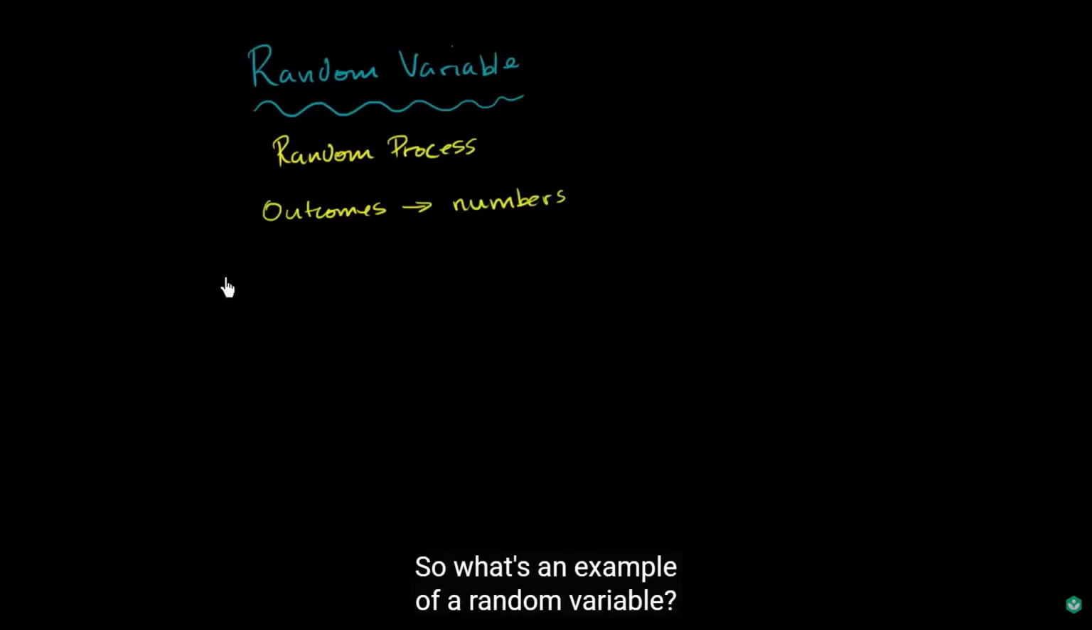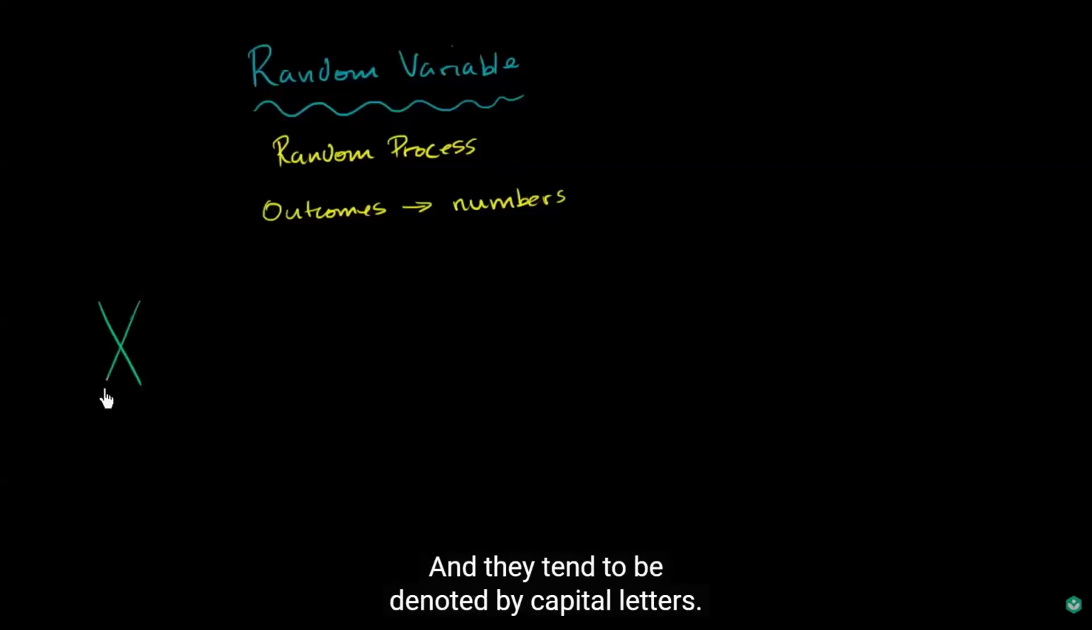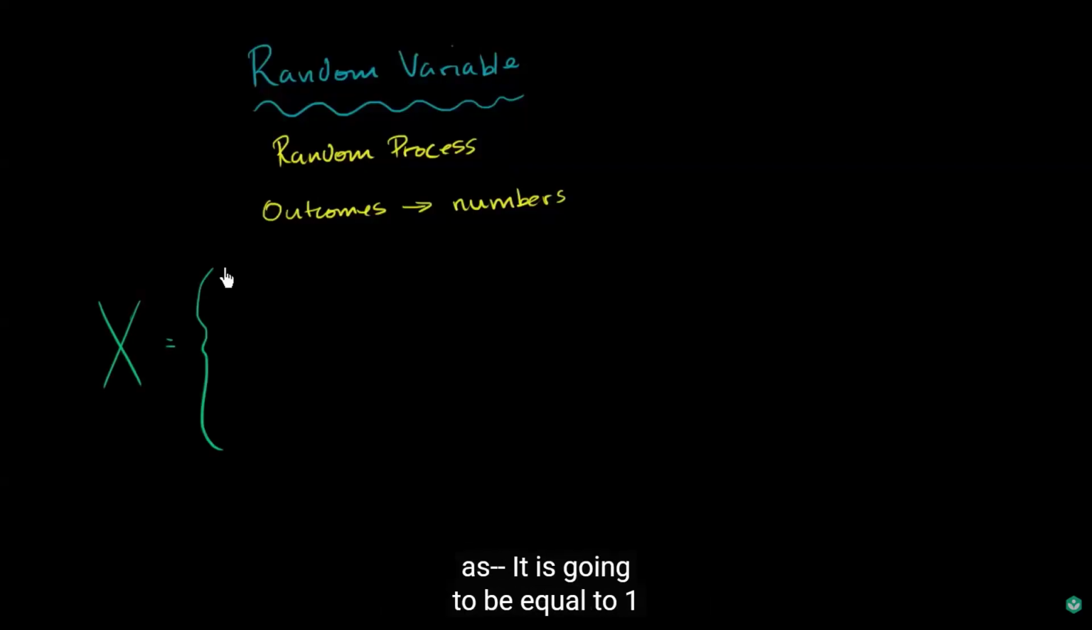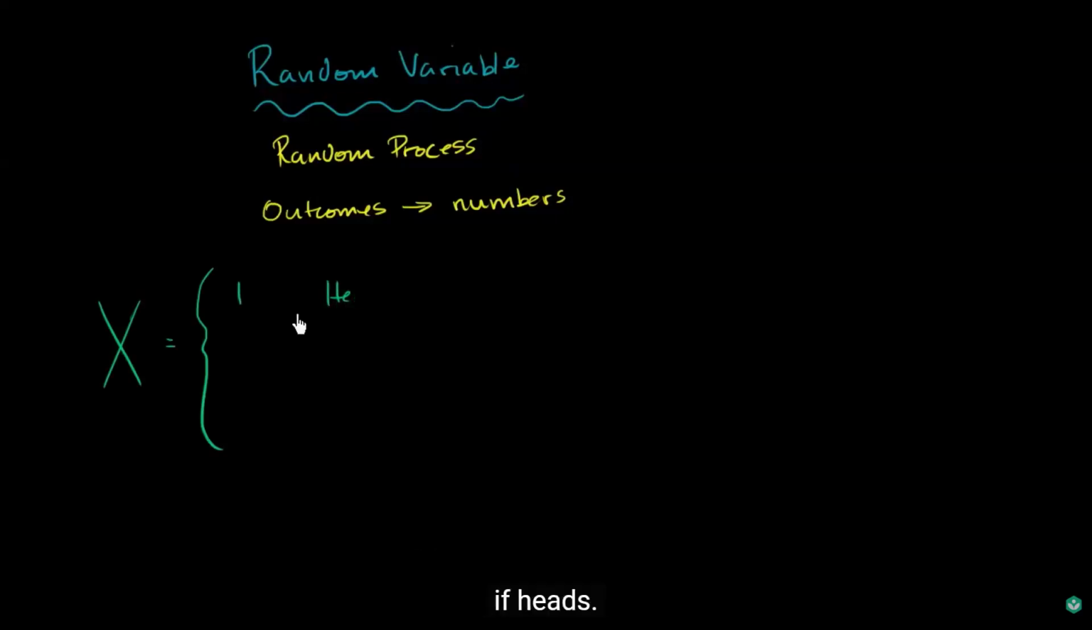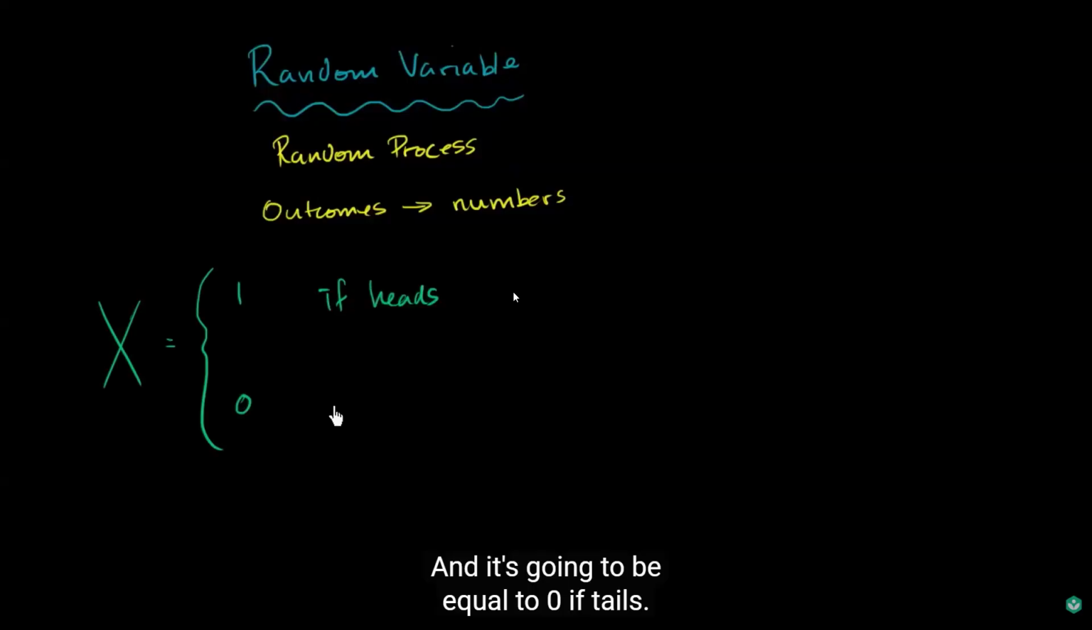So what's an example of a random variable? Well, let's define one right over here. I'm going to define random variable capital X, and they tend to be denoted by capital letters. Random variable capital X, I will define it as equal to 1 if my fair coin flips heads, and it's going to be equal to 0 if tails.